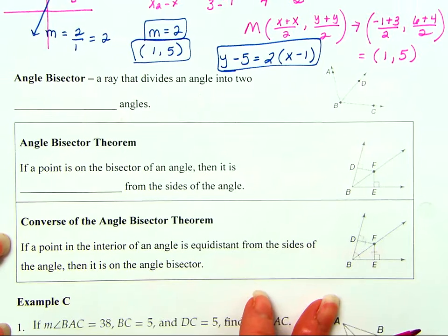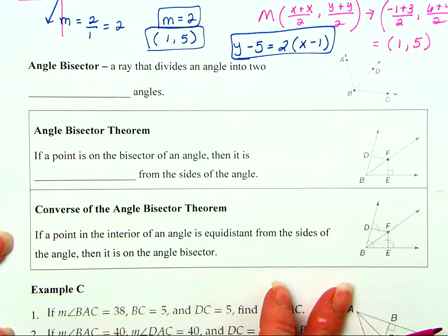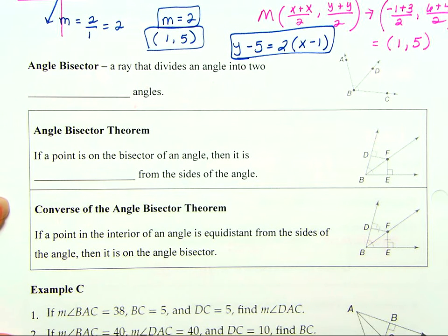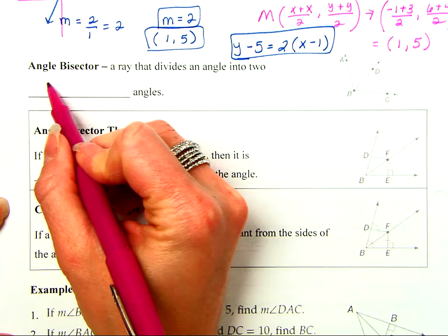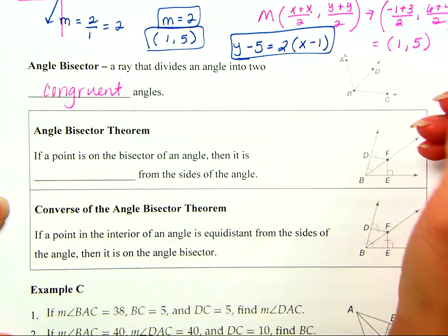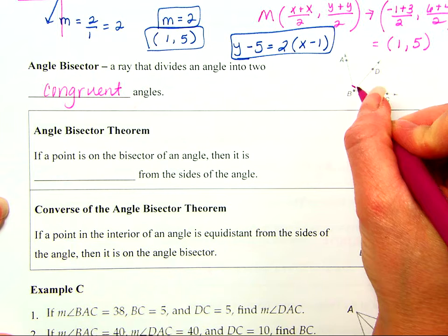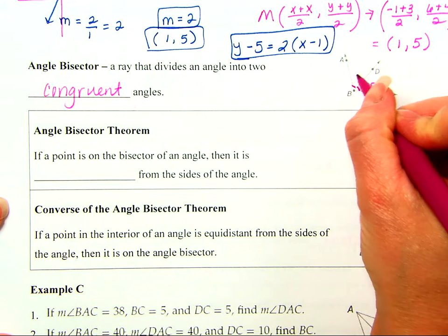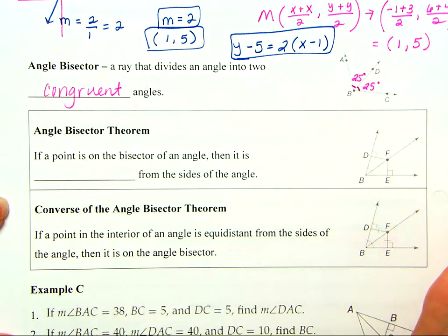Looking down below, we're going to talk a little bit about angle bisectors. Now, we have talked about those in chapter 1 and continuing so throughout. But we know that an angle bisector is a ray that divides an angle into 2 congruent angles. And that's what my picture is trying to show here with these little arcs, that these are congruent angles. We know that if this was 25 degrees, this one would also be 25 degrees.